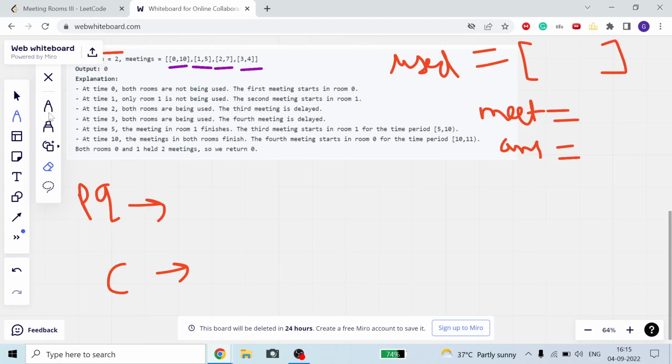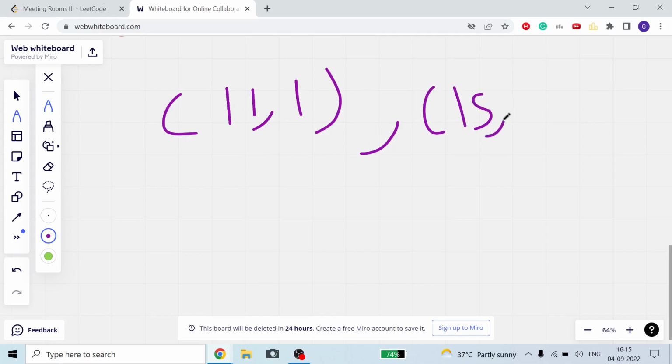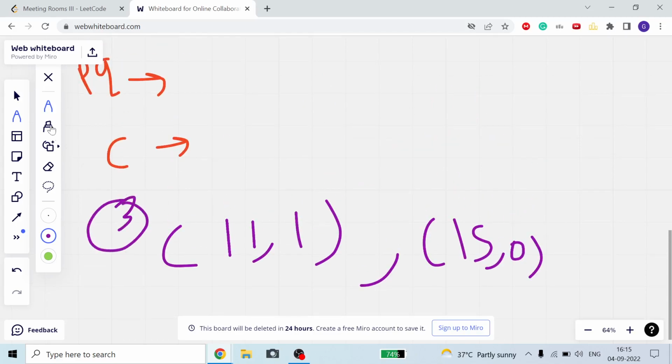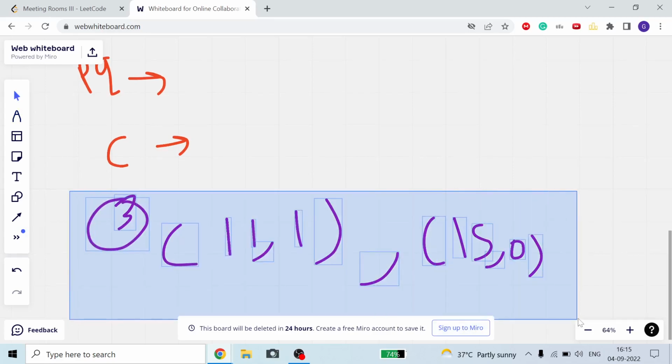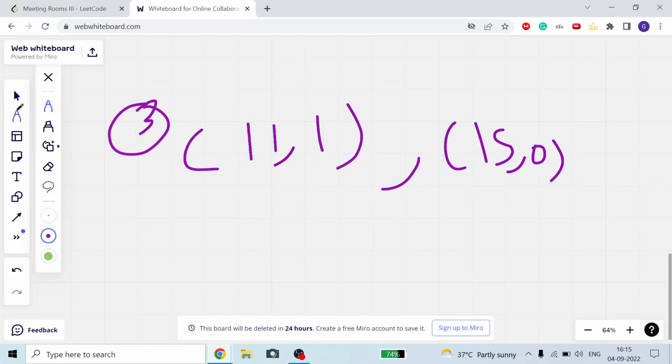Okay guys, suppose this is just a common example. Suppose in our priority queue at the current moment, at time 11 our room number 1 is free, and at time 15 our room number 0 is free. Suppose we have total rooms 3, this is just another case. So the number of rooms is n equal to 3.